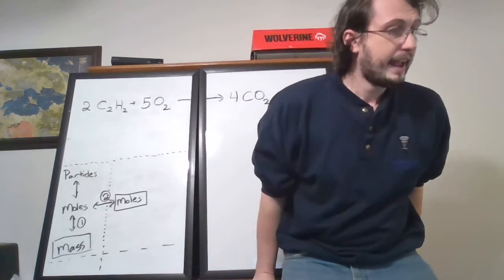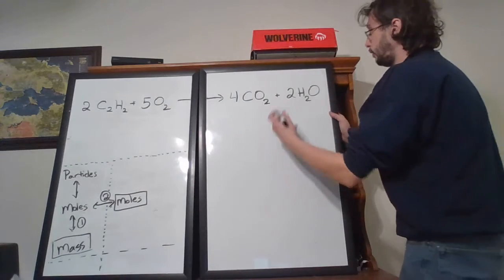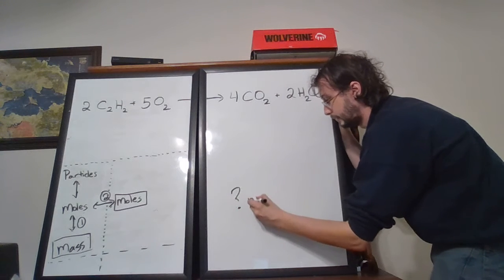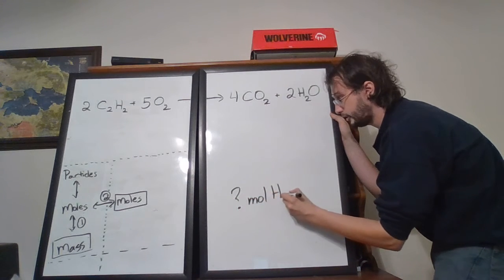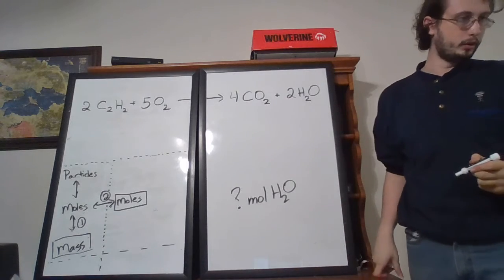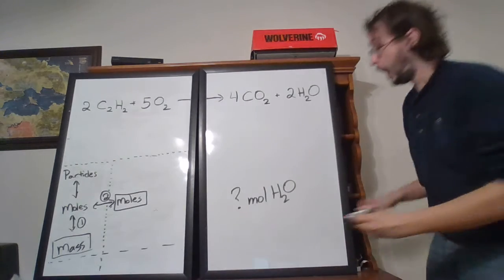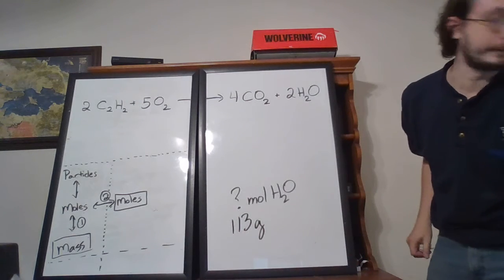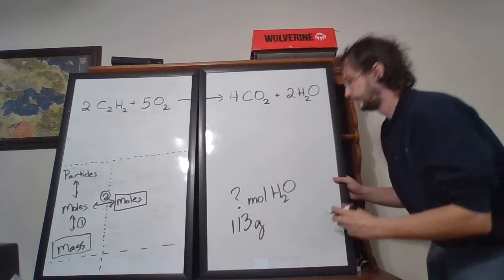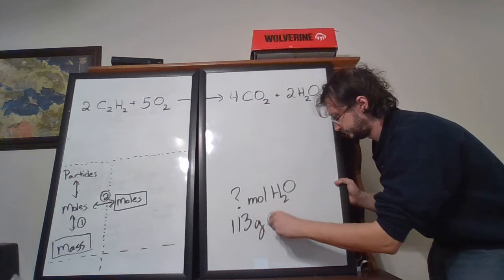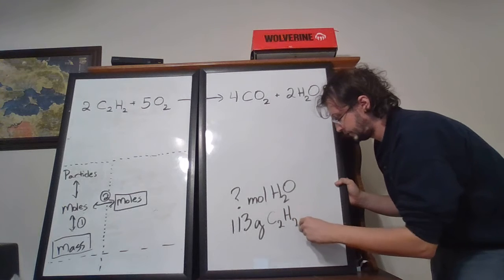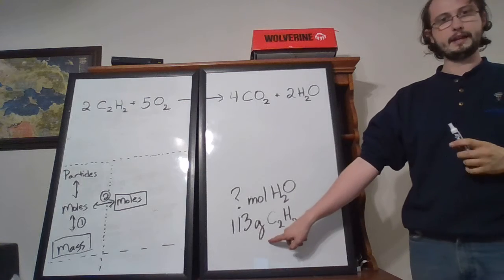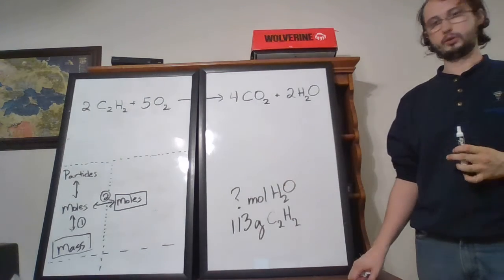So our next question is, how many moles of water? So the question mark we need is, let's put it down here. I'll erase this in a second though. We want to know how many moles of water can form if 113 grams of acetylene, that is the C2H2, is burned. So this is the starting mass. This is what we're trying to find, the number of moles of water.